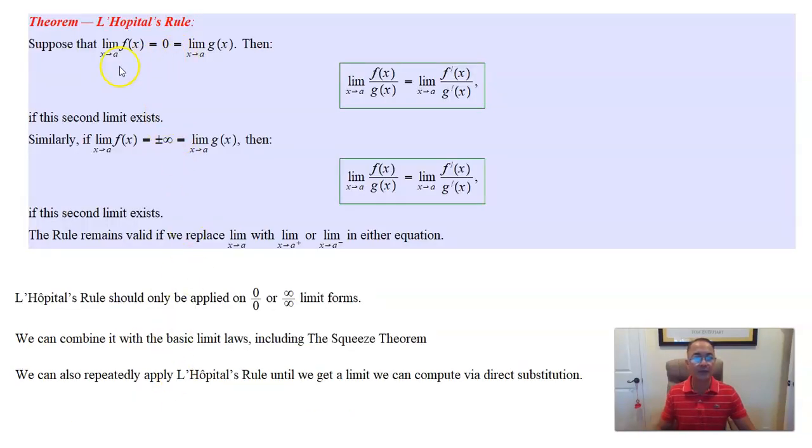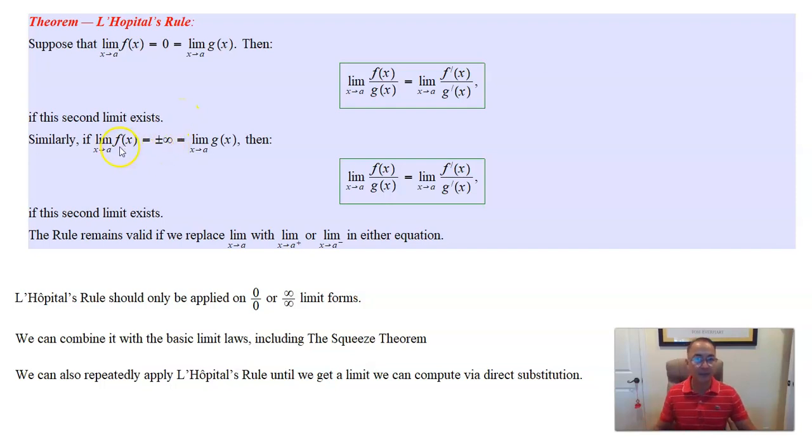So here's what L'Hopital's rule says. Suppose you have the limit as x approaches a of f of x is 0, and so is the limit as x approaches a of g of x. In other words, the limit as x approaches a of f of x over g of x is a 0 over 0 limit form. L'Hopital's rule says that the limit as x approaches a of f of x over g of x is exactly the same as the limit as x still approaches a of the derivative of f divided by the derivative of g, f prime over g prime, if this second limit exists.